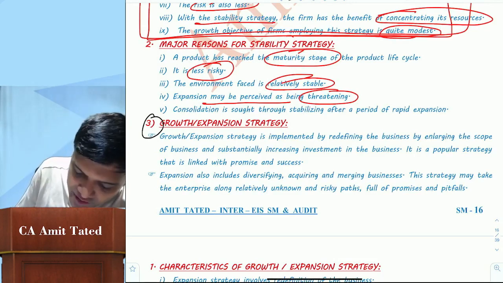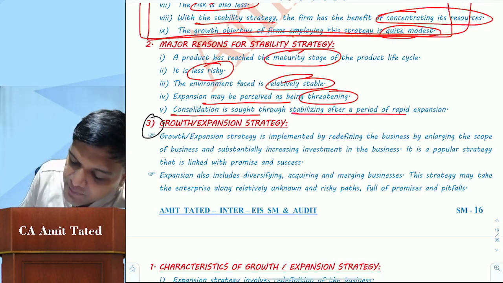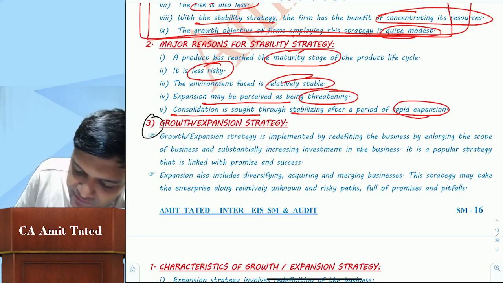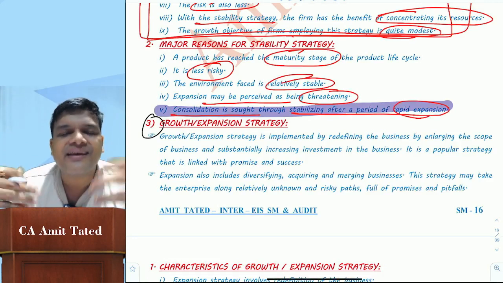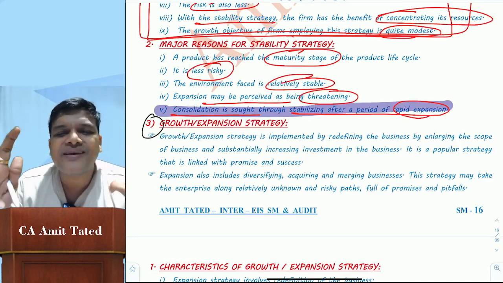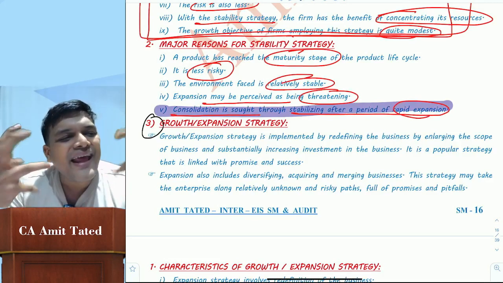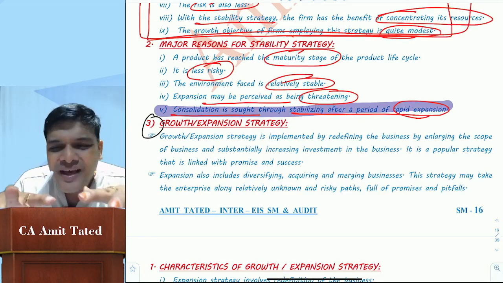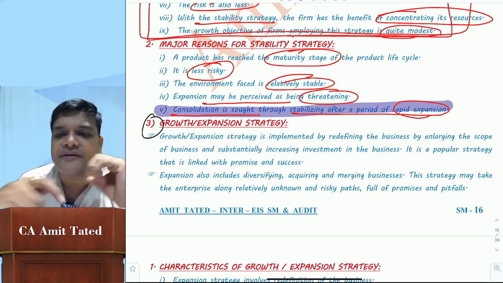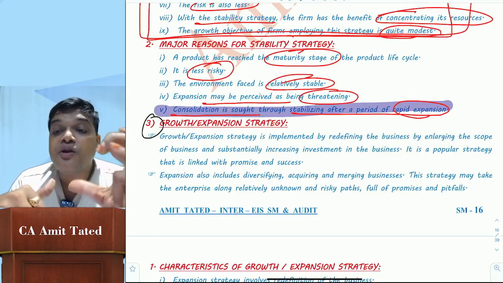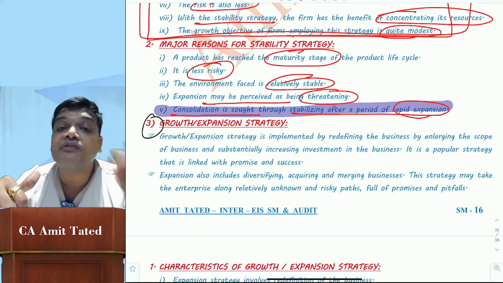Consolidation is sought through stabilizing after a period of rapid expansion. Now you need to understand the last point. What does the last point mean? For example, right now I have expanded myself like anything. I did 1 merger, 2 mergers, 3 mergers. After 3 mergers, I can't do another merger. I need to settle down, and that settling requires stability. So that is your 5th point: consolidation is sought through stabilizing after a period of rapid expansion.